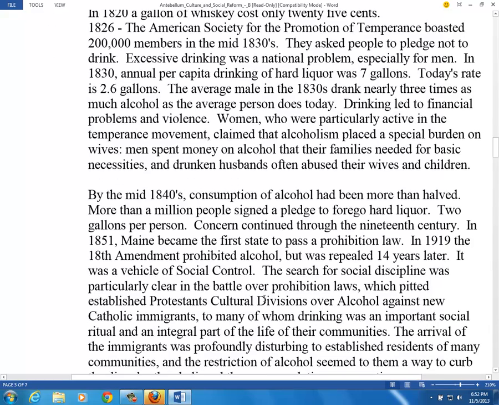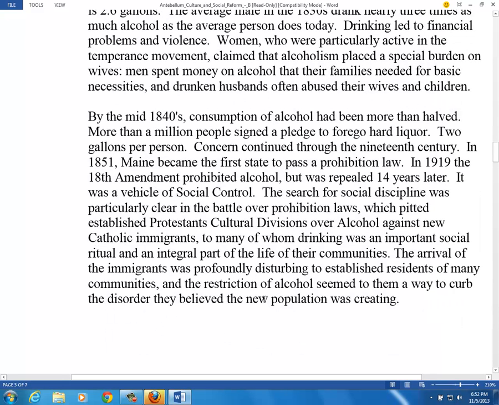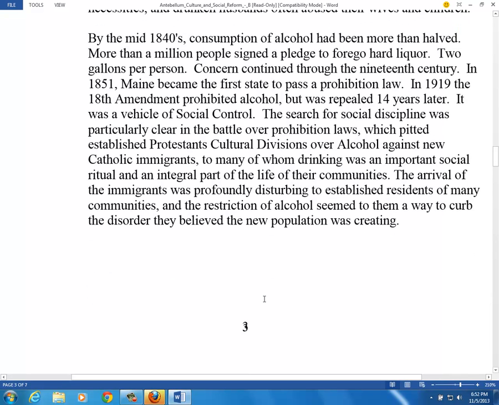So the big movement was what's referred to as temperance. To temper something means to soften it, to bring it down. So they're trying to temper the use of alcohol. And it was actually extremely significant. These women would, I mean, think about this.